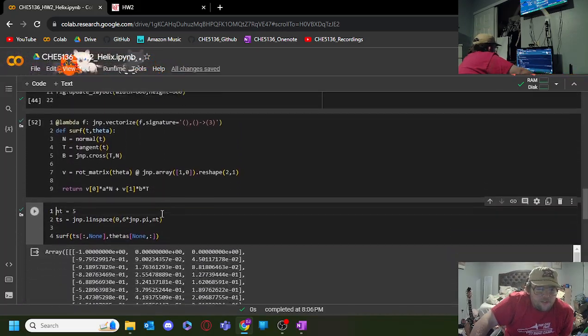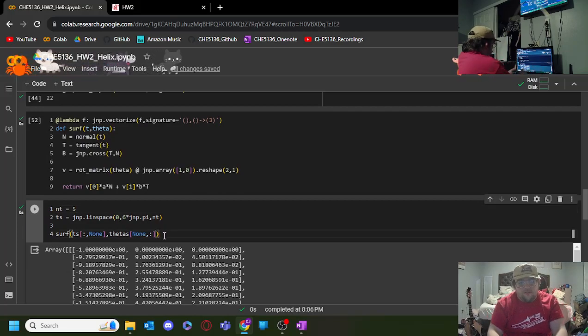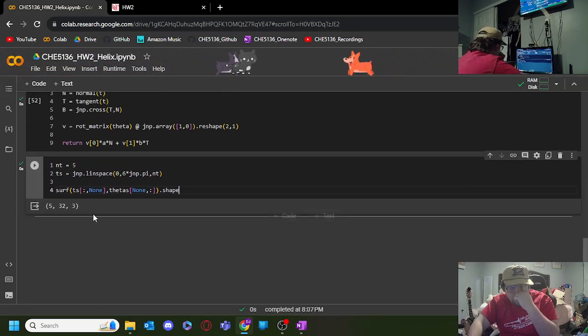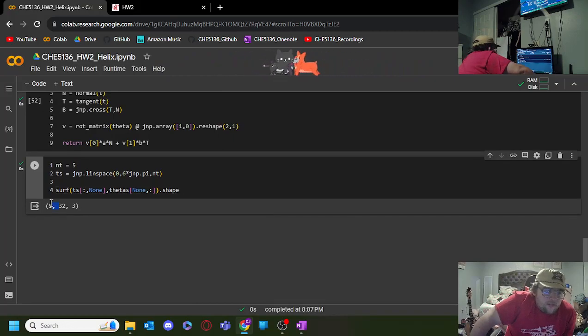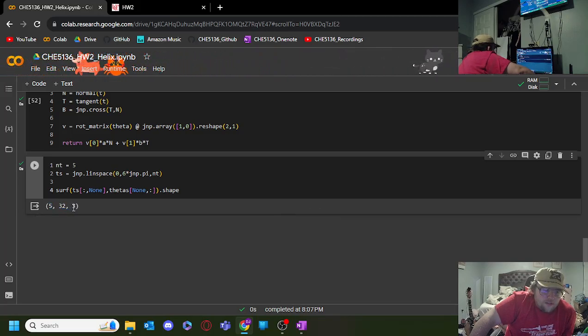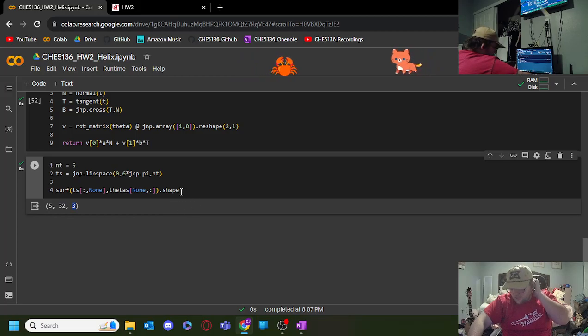So what happens here is, let me just get the shape easier to explain it that way. So nt is our very first number here, our 5. So for each nt, it's going to be 32 rows representing the thetas, and then 3 columns representing the x, the y, and the z. So that's where those numbers are coming from.